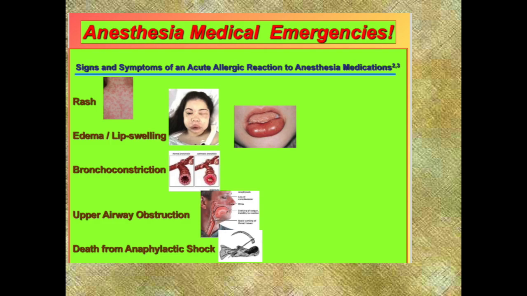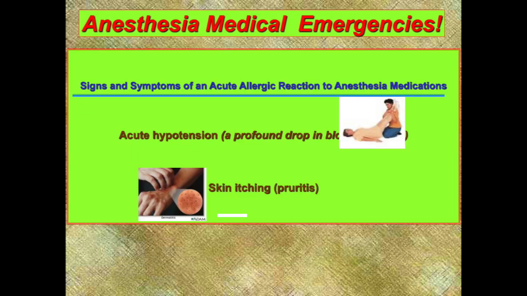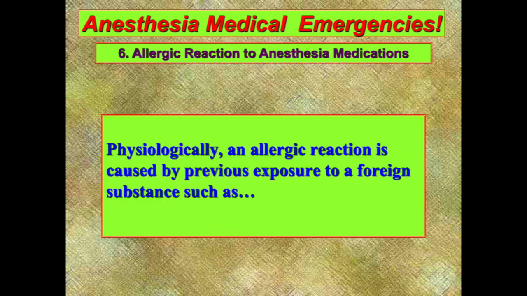The upper airway, as we said, can obstruct, and if it's a true anaphylactic reaction, the patient is going to die, unfortunately, before they hit the floor. So they're going to really drop their blood pressure, and then their skin is really going to itch when they've got their rash that's forming.